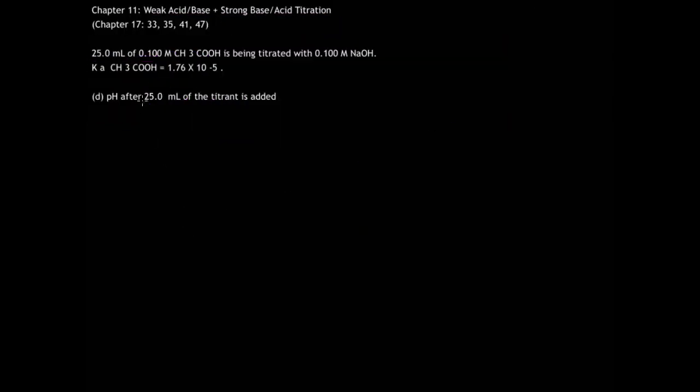We are now doing, I'm going to change colors, I'm bored. 25 milliliters, okay? So 25 milliliters is our equivalence point. This is the harder of all of the parts. So here we go. Let's see, acetic acid reacting with sodium hydroxide makes salt and water.